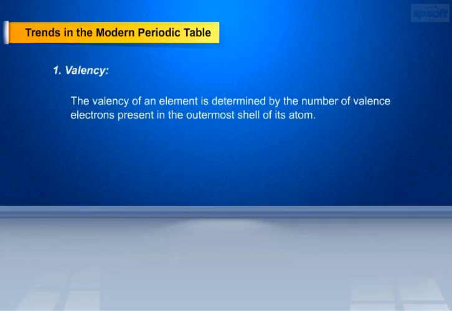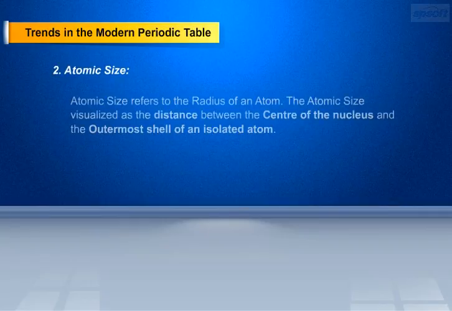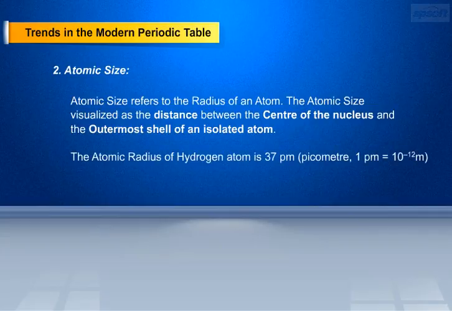Valency. The valency of an element is determined by the number of valence electrons present in the outermost shell of its atom. Atomic size. Atomic size refers to the radius of an atom. The atomic size is visualized as the distance between the center of the nucleus and the outermost shell of an isolated atom. The atomic radius of a hydrogen atom is 37 picometers, where 1 pm equals 10 to the power of minus 12 meters.